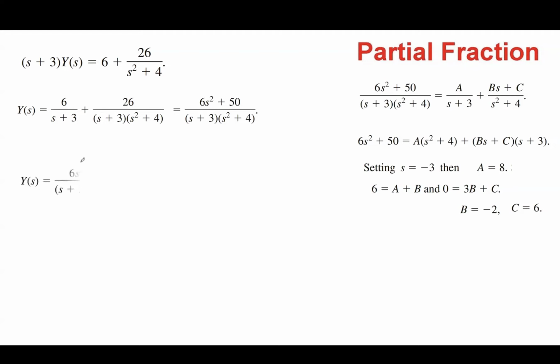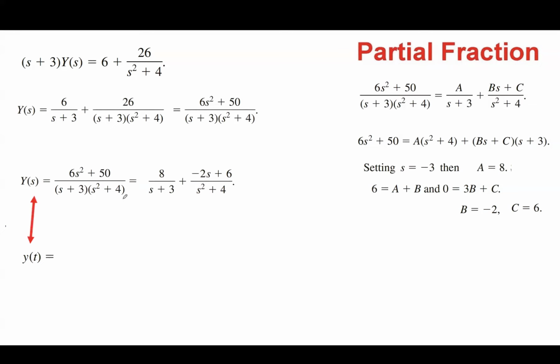Y(s) is equal to (6s squared plus 50) divided by (s plus 3) times (s squared plus 4). That can be written as 8 divided by s plus 3, plus (-2s plus 6) divided by s squared plus 4. Now we can work this out and find the Laplace transformation using the inverse Laplace.